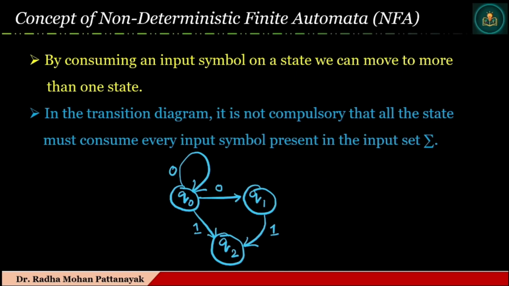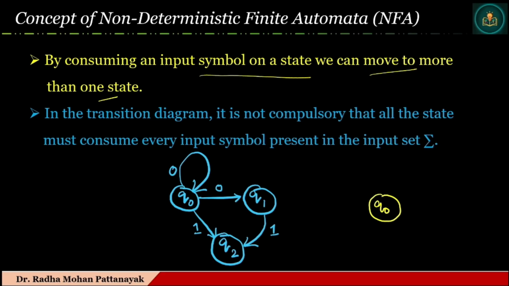Now we will move to discuss the non-deterministic finite automata. As for the rules of non-deterministic finite automata, by consuming an input symbol on a state, we can move to more than one state. Clear? Because it is non-deterministic, right? Means there is no rule defined that on a particular state after consuming an input, to which state it will move. Hence it is called non-deterministic, right? As per the definition, by considering a particular input symbol on a state, you can move to more than one state. Okay? But in case of DFA, you can move to a specific state only.